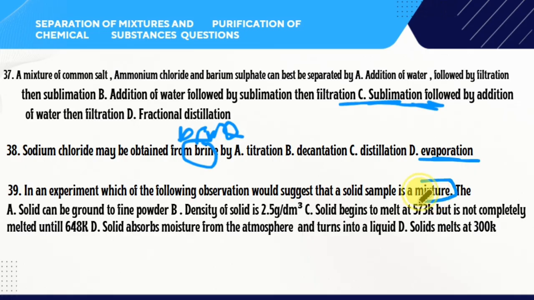So what we know for mixtures is that they usually don't have a static, they usually have a wide range of boiling and melting point. The solid can be ground to fine powder. Both pure and impure substances can undergo this, so it's not a distinct function. Density of 2.5. For it to have a definite density like this, it must be a pure substance. Solid begins to melt at 573, but it's not completely melted until 624. You notice a wide range of temperature. Definitely this is the correct answer for this question.